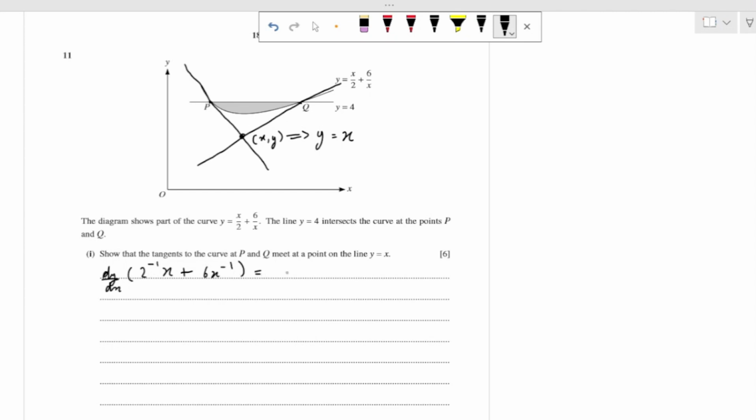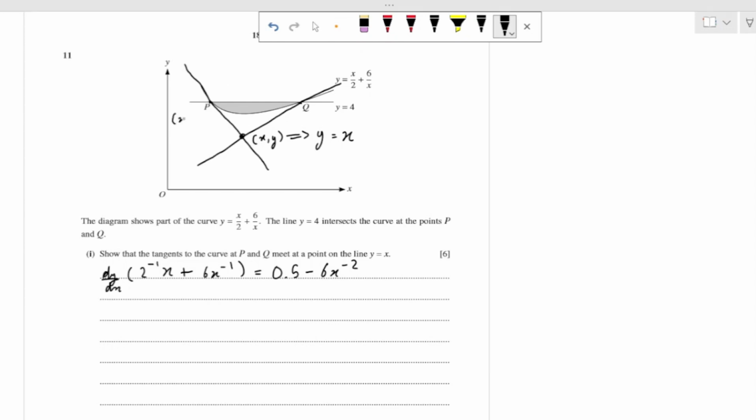And when you would derive this, you would get 0.5 and minus 6x raised to the power minus 2. Right, that's the derivative which we have found. Now we need to look at the gradients at point P and at point Q. So how do we find these 2 points? Well, first of all, we need to get to know the points. We have found the gradient function, but we yet need to find the points of P and Q.